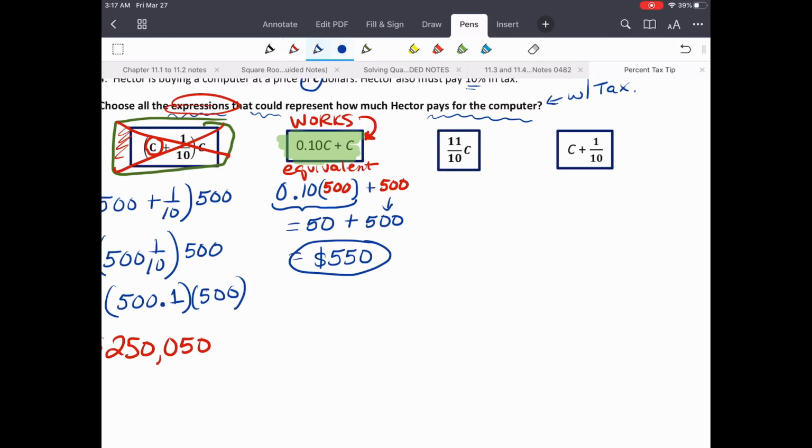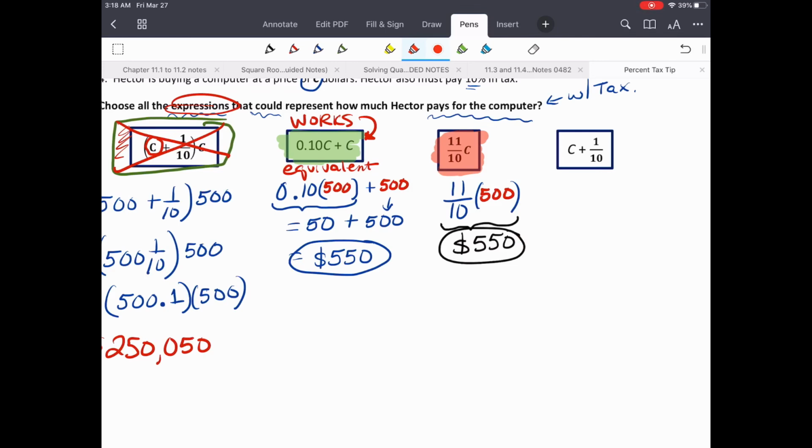All right, the next one, we've got 11 tenths times c. And c, like I said at the beginning of the problem, 11 tenths times c is going to be, and you can use your calculators for this, but if you do 11 times c, holy cow, you're going to get $550 again. So I know that looks like a completely different problem, but that one is also equivalent. That one works.